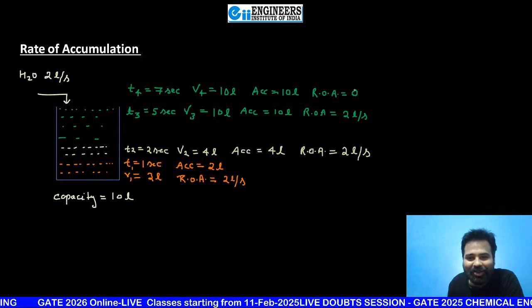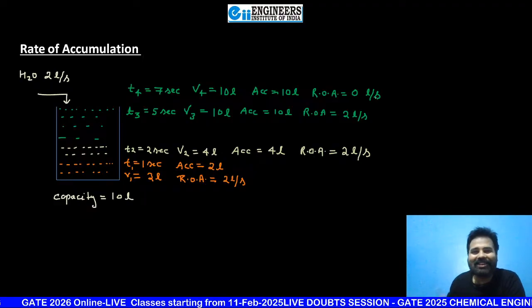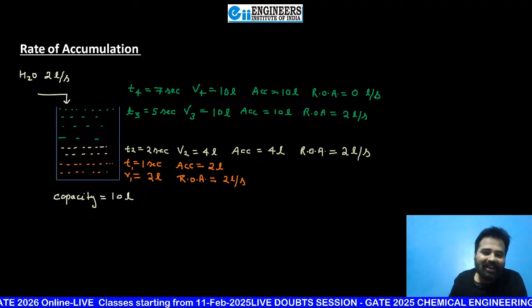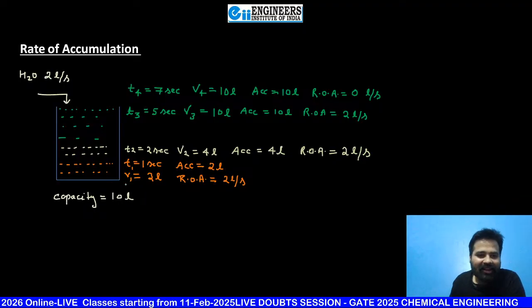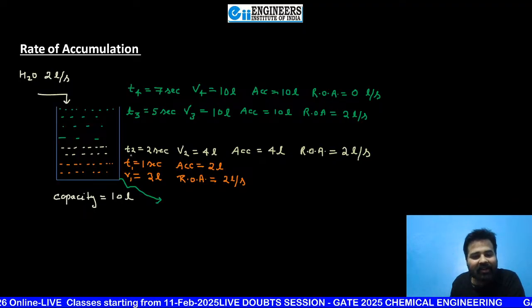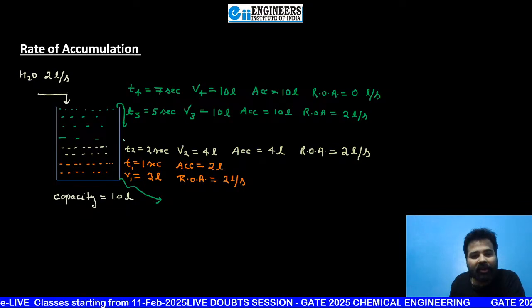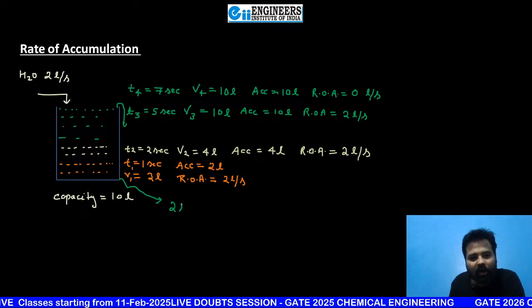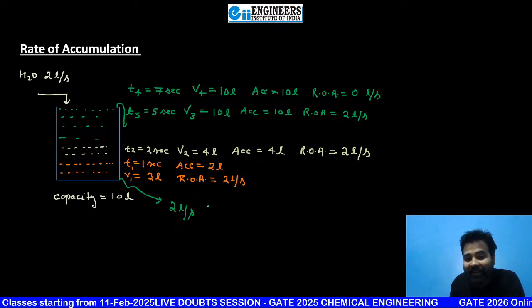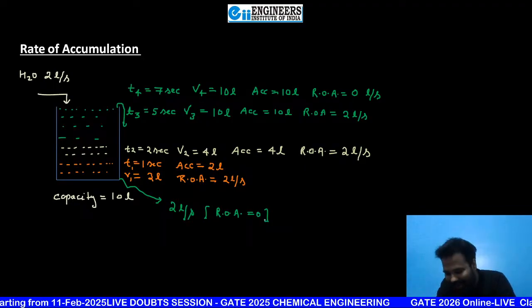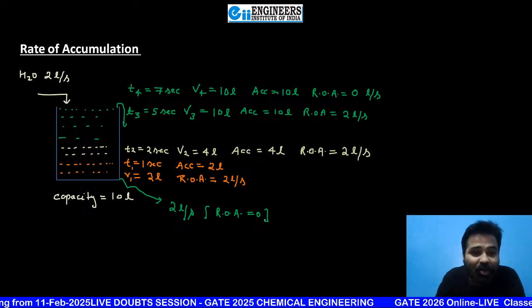So, beta, it is 0 liter per second. Capacity 10 liter, already 10 liter. That means in becomes equal to overflow here, and in becomes equal to out now. When rate of accumulation is 0. Oh, yes, beta. Rate of accumulation is 0.